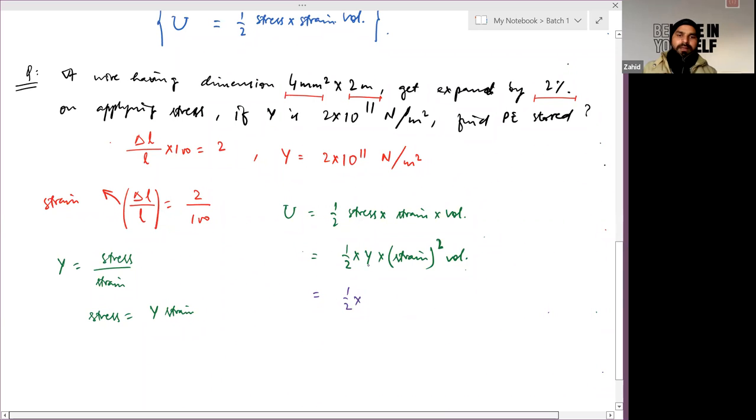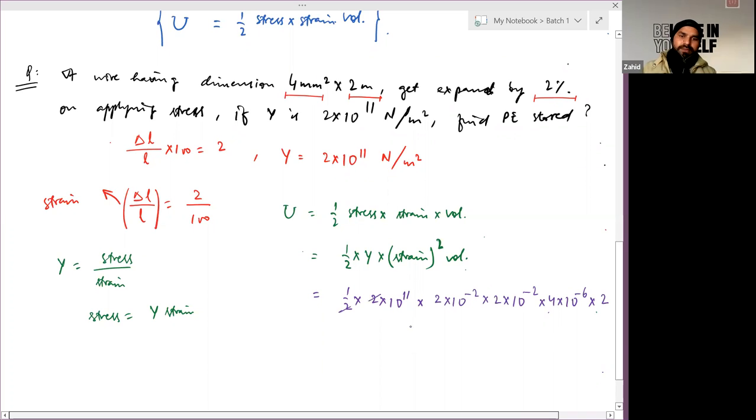Let me solve. Half Young's modulus is 2 into 10 to the power 11. The strain we have is 2 into 10 to the power minus 2, or you may write it as 2 divided by 100. On squaring, it will be 2 into 10 to the power minus 2. Volume is 4 mm square, so it will be 4 into 10 to the power minus 6 times length 2.